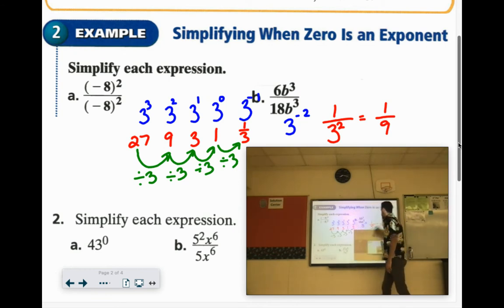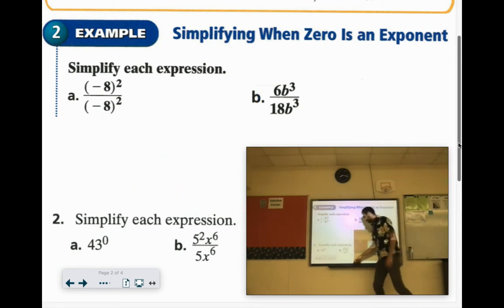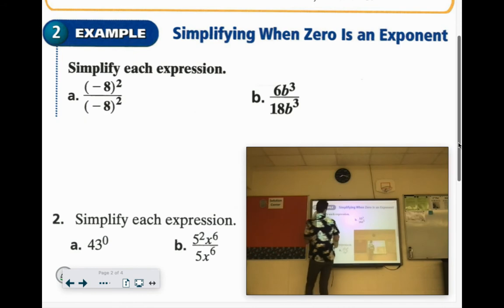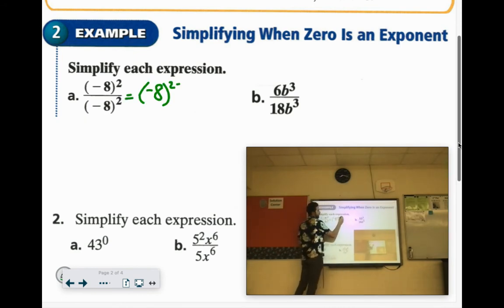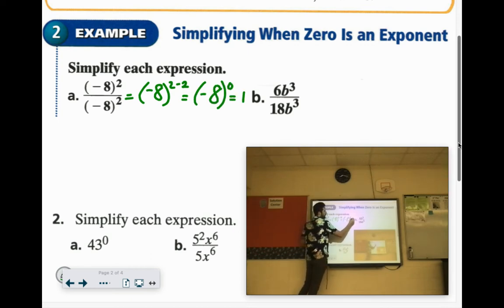Let's get at these 0 exponents. Anything to the 0 power is equal to 1. So here, if we subtract these exponents, negative 8 to the 2 minus 2, we get negative 8 to the 0, which is 1.